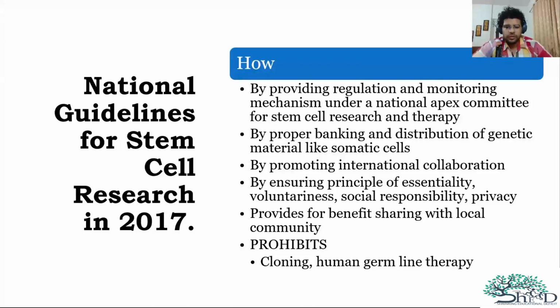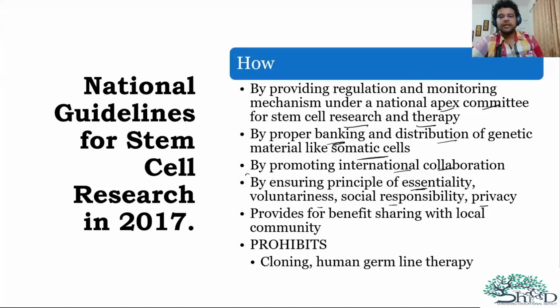Now, how will they do this? Basically by giving regulation and monitoring, right? Under a national apex committee for stem cell research and therapy, only for stem cells. They will see how cells are stored. Basically there are banks, cell banks. So they will be monitoring the banking and distribution of genetic material like somatic cells. They will promote international collaboration so that they can get the best procedures and best technology. By ensuring the principles of essentiality, voluntariness, social responsibility, and privacy.